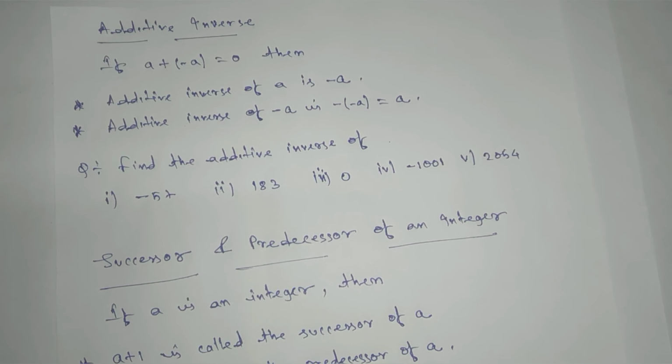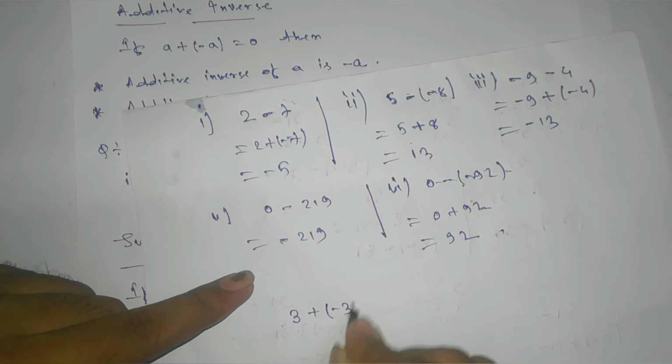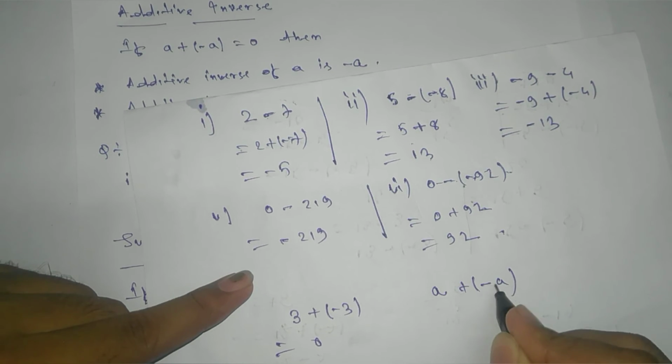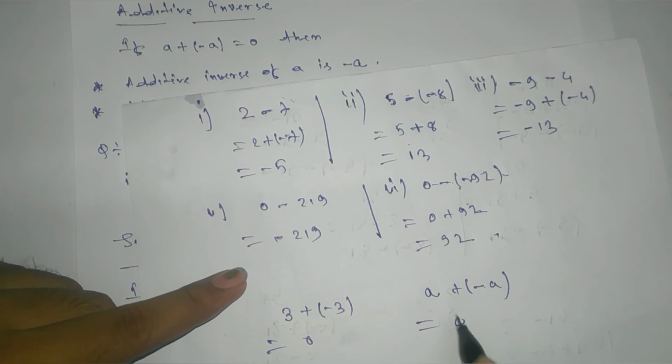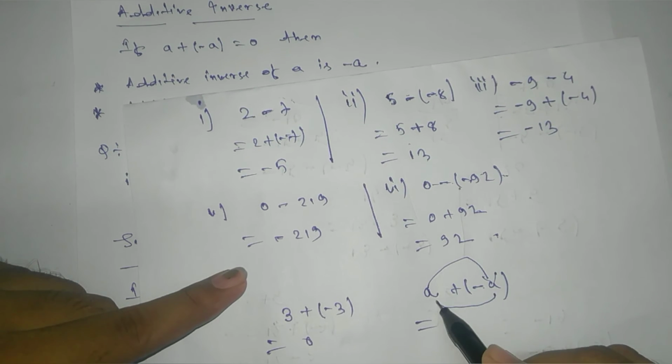If you see additive inverse, what does it mean? Additive inverse means if we take one number 3 and add it with -3, we'll get 0. That means if we take a as an integer and add another integer that carries minus, always we'll get 0. And if we get this type of thing, then we call a the additive inverse of -a, and -a the additive inverse of a.